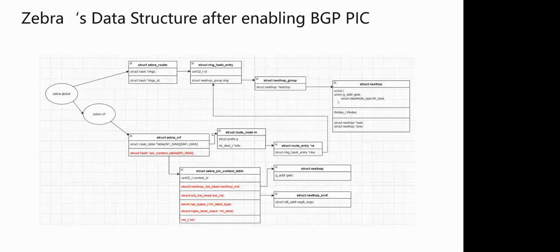The modified data structure design is shown in the diagram. We extract the SRv6 NH label and VNI from the next hop and store them separately in the Zebra pick context table, and only the IP address is retained in the next hop structure. This way, when there is a next hop update, we can trigger the update of a next hop group to quickly refresh the table entries in the data plane. This achieves the goal of fast convergence.